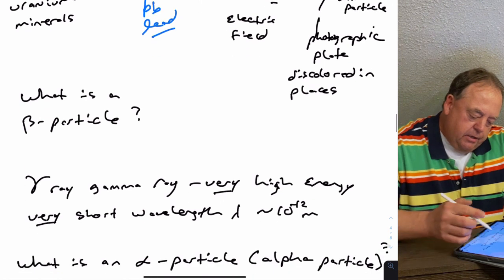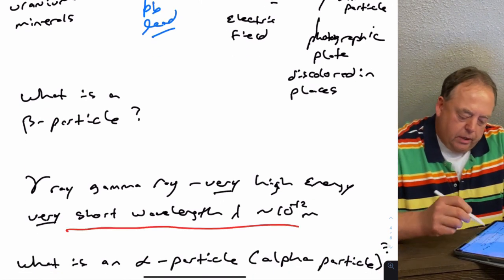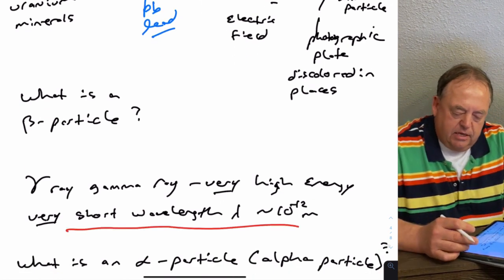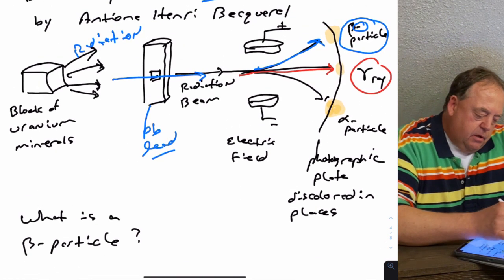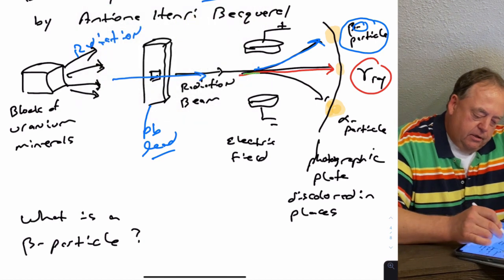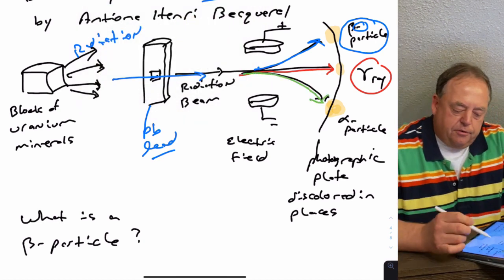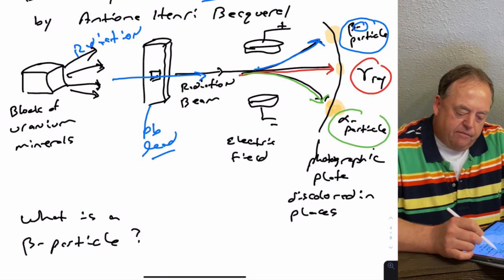Gamma rays are very high energy, very short wavelength, typically of about 10 to the minus 12 meter wavelength. And then some of the radiation is deflected towards the negative pole of the electric field, and those are what are known as alpha particles.